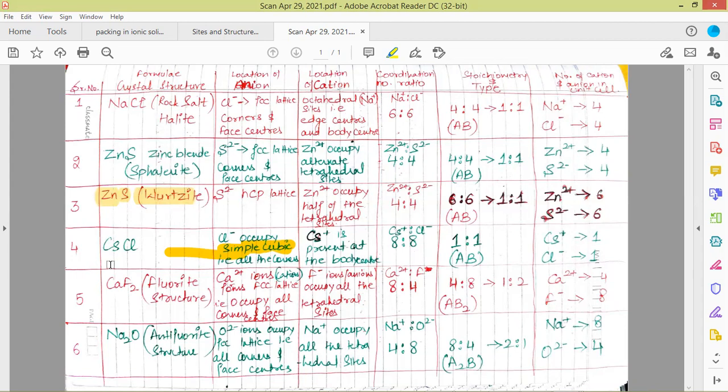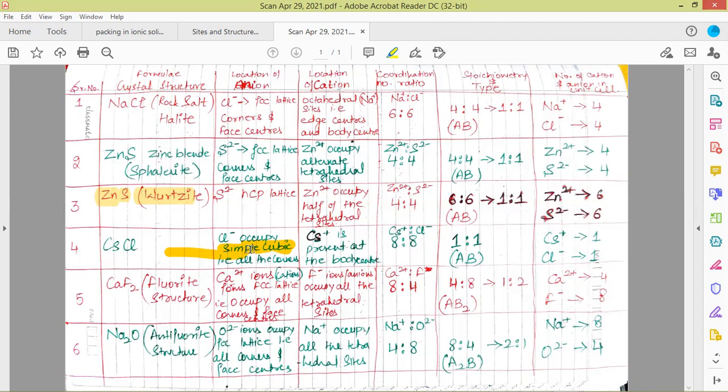Next we have cesium chloride. Chloride ions are making the cubic lattice, not the simple cubic. Here this word simple should not be there, because by simple cubic we mean that the spheres are touching at the edges. If it was simple cubic, that means chloride ions should touch each other along the edge. But this is not the case for cesium chloride structure.